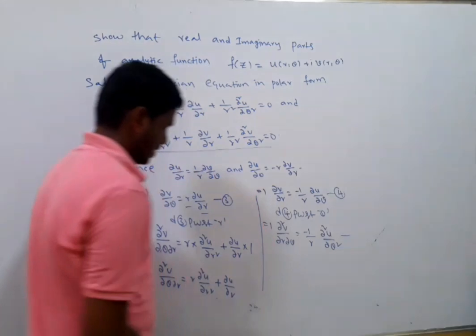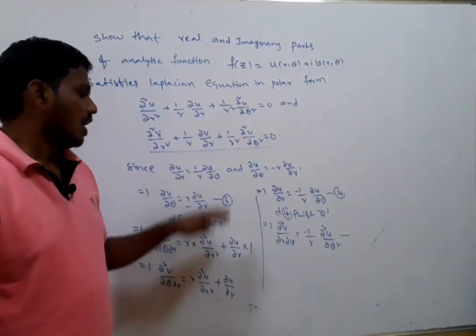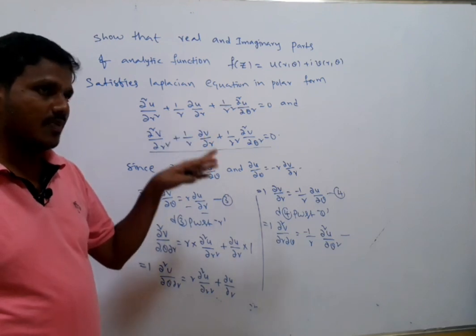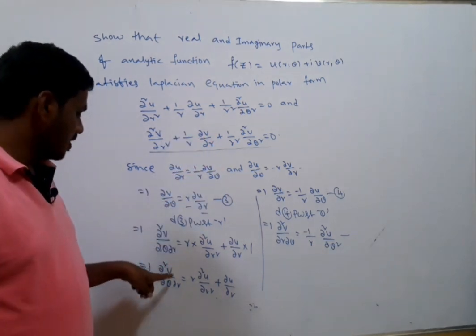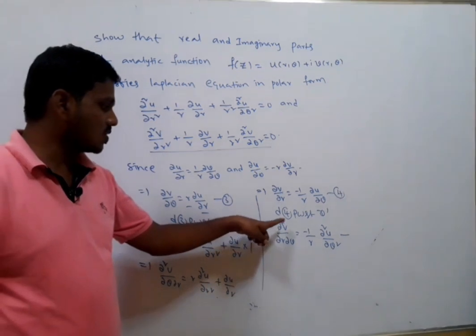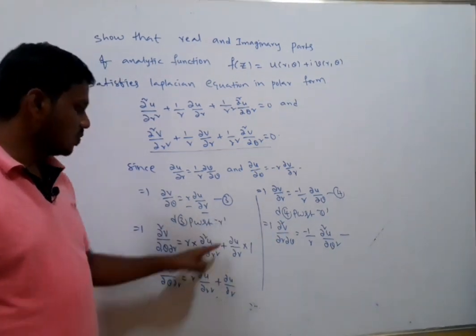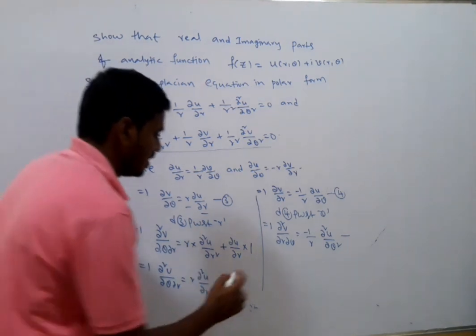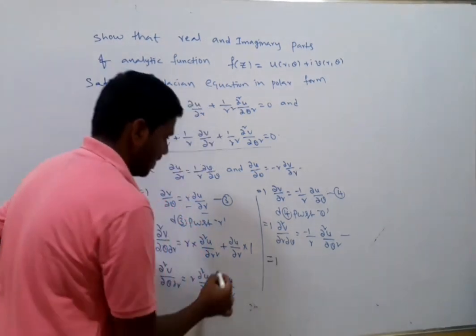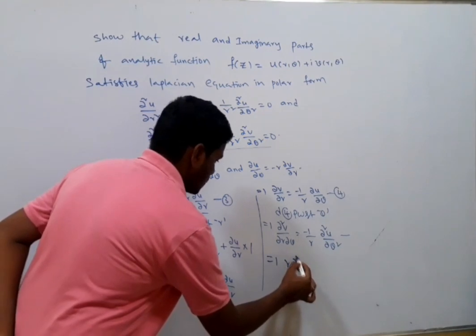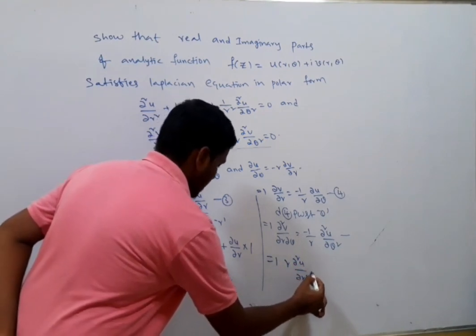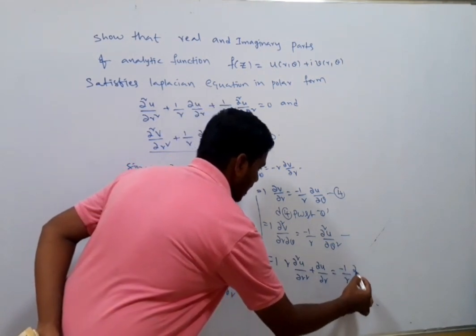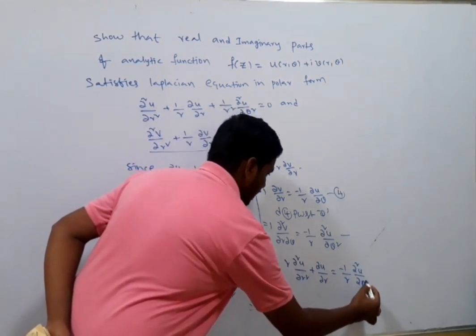See this one and this one. With v of r, θ having second order continuous partial derivatives, ∂²v/∂θ∂r is the same as ∂²v/∂r∂θ. These two quantities are the same, the LHS are the same. So equate the RHS. From these two equations, we have r ∂²u/∂r² plus ∂u/∂r is equal to minus 1/r ∂²u/∂θ².